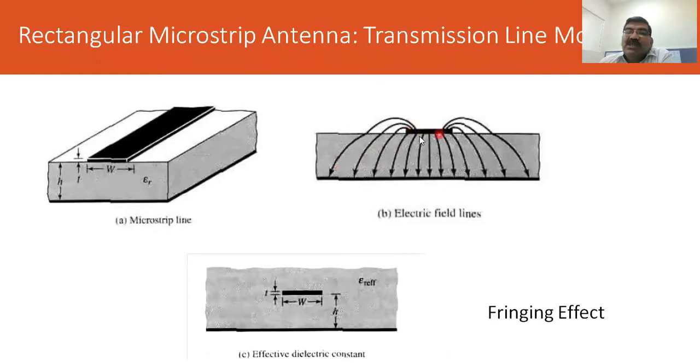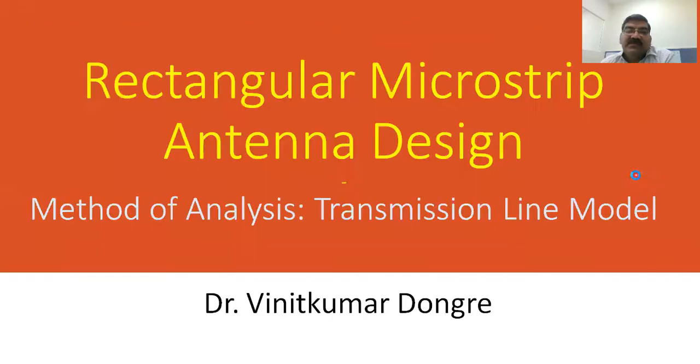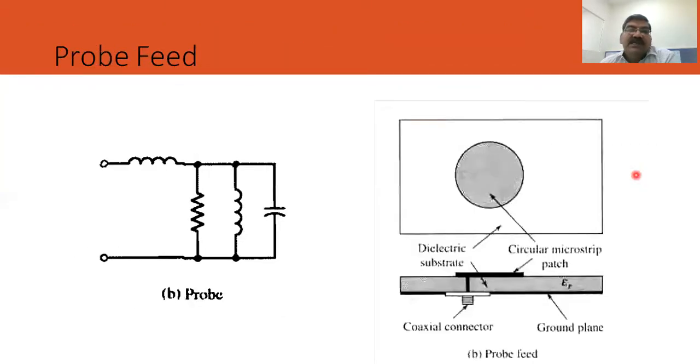This is positive, the upper patch, and this is the ground plane. So it will radiate this way. These are the electric field lines. It will go from the top and end at the bottom. The radiations are outside also. The electric field lines start from the upper patch, end at the ground plane, and go outside also. So this is the way of radiation. This way it will get radiated.